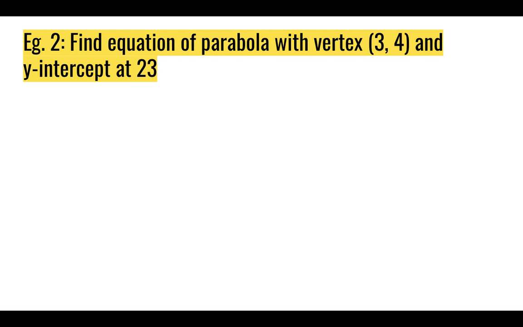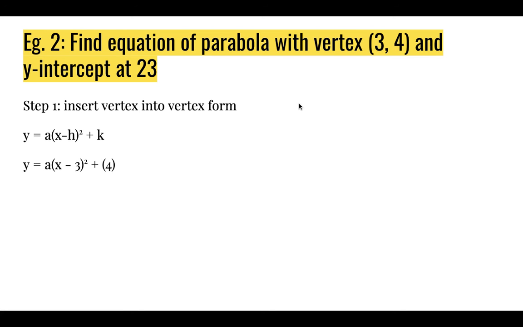Okay, here is a second example. We're going to find an equation of a parabola with a vertex of (3, 4) and a y-intercept at 23. So we're going to follow the same steps. Insert our vertex into our vertex form. So there's our vertex form equation. Remember, our h is our x value, which is 3, and our k is our y value. So our equation becomes a times (x minus 3) squared plus 4.